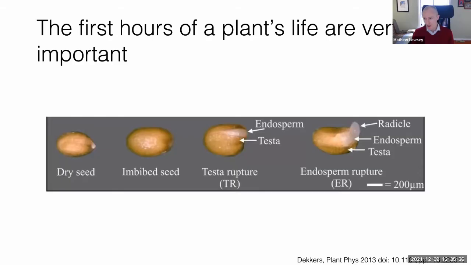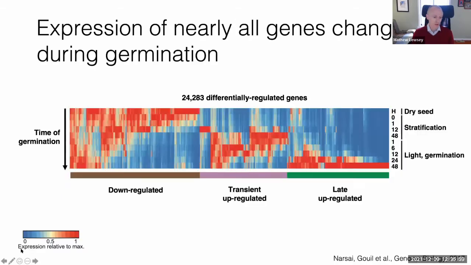So we first asked, how much does gene expression change? And the answer was an awful lot. So what I'm showing you on here is a heat map of all of the different genes or transcripts that are changing in expression over germination, and time is moving down on that heat map. So the dry seed is at the top, the germinated seed is at the bottom. It's getting pretty close to a seedling at that point. And we found that 24,283 transcripts were differentially regulated across this period of time, out of about 27,000 genes in Arabidopsis approximately.